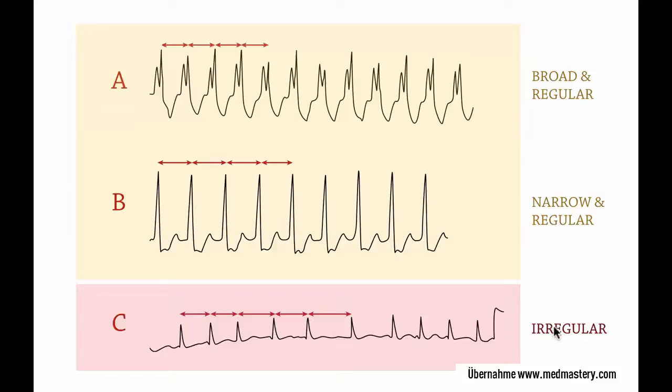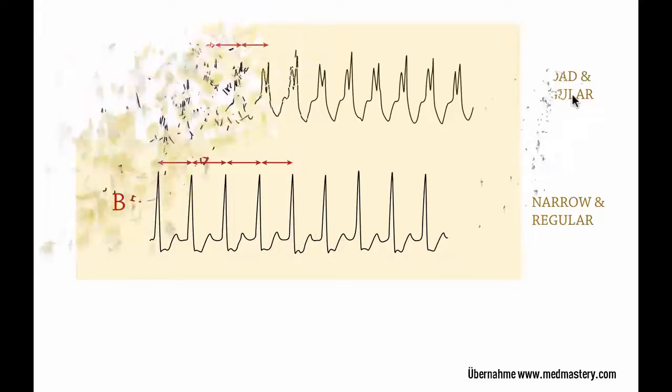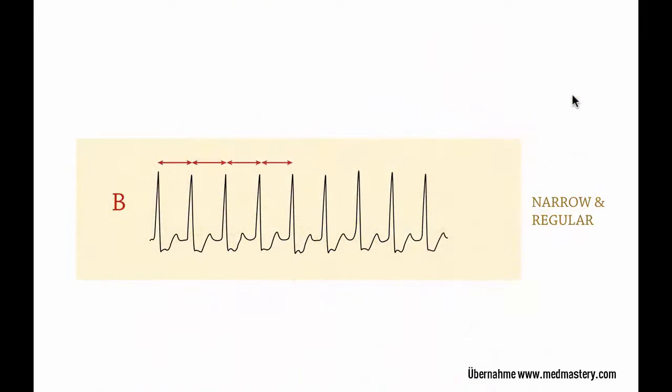If the rhythm was irregular, especially if the QRS complexes were narrow, we said that in most instances this was atrial fibrillation, or AF. But we're not going to talk about this for today. Also, we've already covered the broad and regular tachycardia, so we're not going to talk about those either. So what we're left with are the narrow and regular tachycardias.